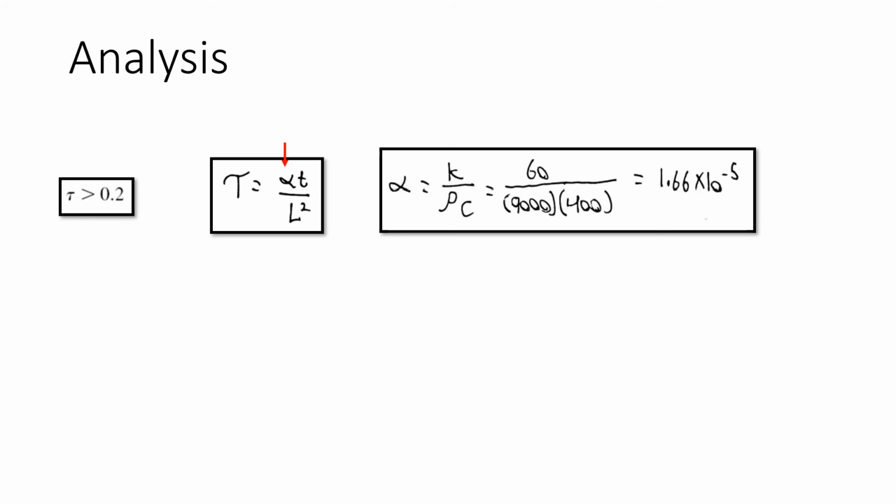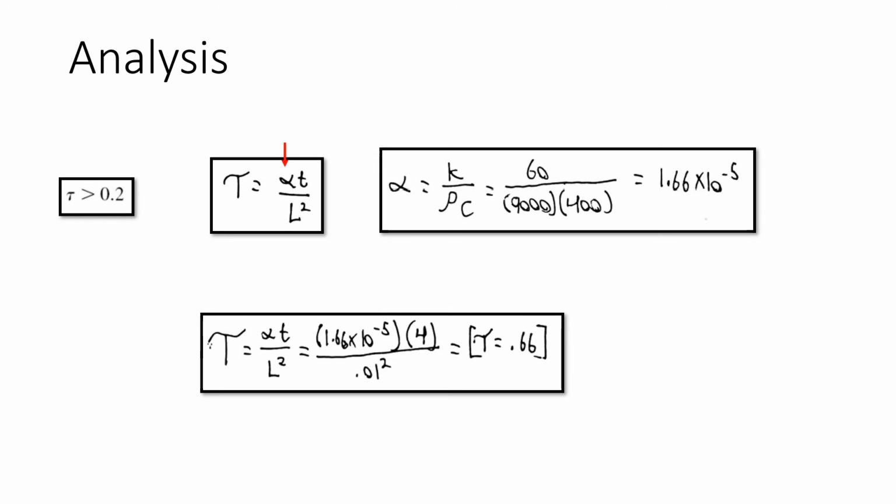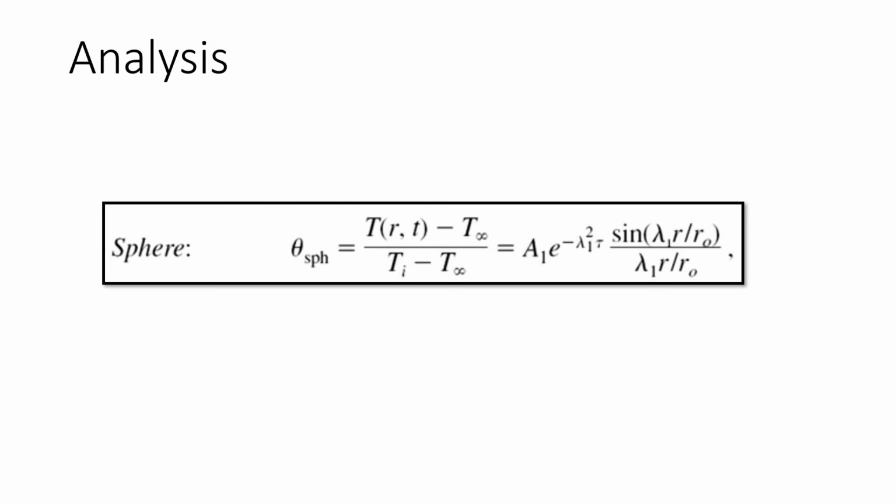So first thing we're going to do is to calculate our Fourier number and check to see if it's greater than 0.2. The equation for calculating it is alpha t over L squared. To calculate alpha, we can use this equation, k over rho c. Plugging the numbers back in, we get a tau value of 0.66. And great, this is larger than 0.2, so we're good to proceed.